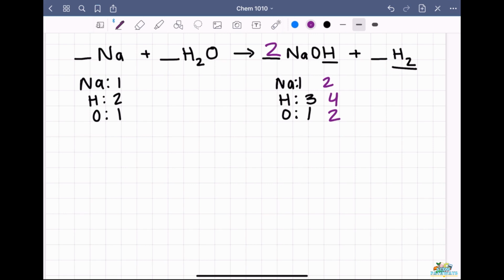So now we want to make the sodium equal to each other, and we're going to add a 2 in front of the sodium, and then now we just have to balance the hydrogen and oxygen. So we're just going to put a 2 in front of the H2O, giving us 4 hydrogen and 2 oxygen.